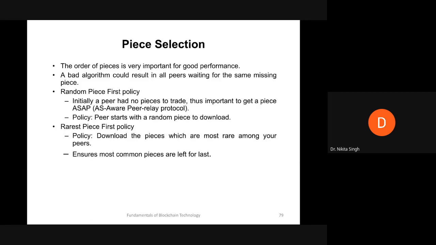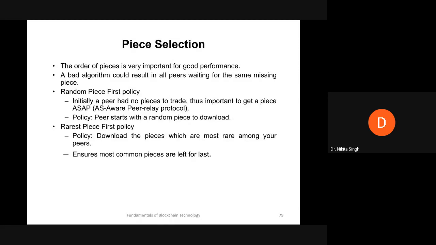If you're talking about the rarest piece first policy, the general rule is that when you are requesting a piece, you should always request the rarest piece first. The policy here is that you request and download the piece which is the most rare among all the peers in your swarm. This ensures that the overlapping pieces, the common pieces, are left for last. That is, you can download the common pieces, the overlap pieces, in the last section of the download.